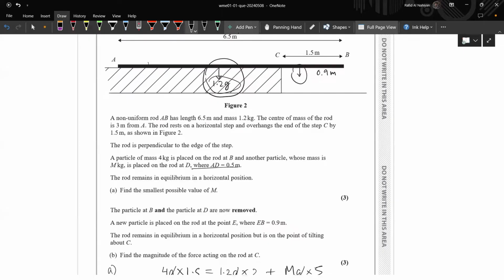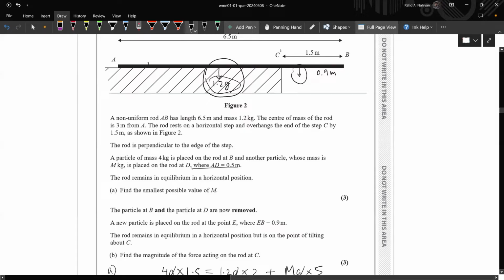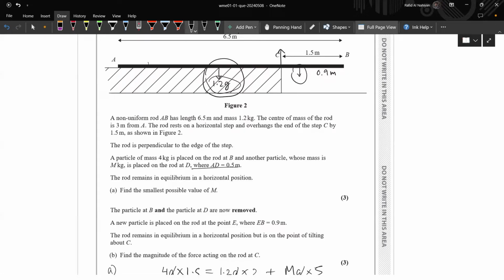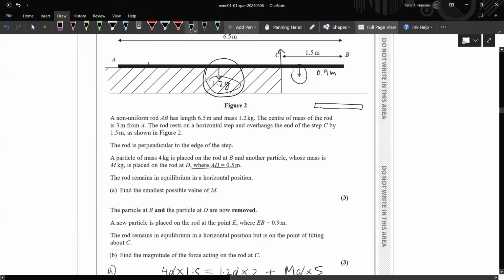So I have to find out the magnitude of the force acting on the rod at C. So the magnitude of the force acting on the rod at C would be, so let's just consider the rod here. I know that the total downward force is basically 1.2 G plus the weight of this mass right here. Let's call that mg. So that's 1.2 G plus mg. So this is the total force downwards on the rod.